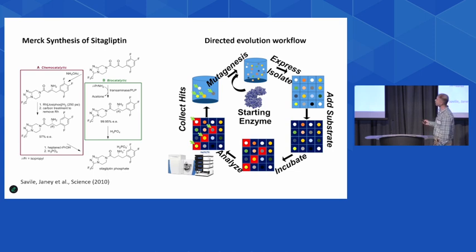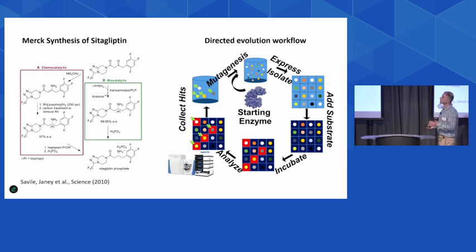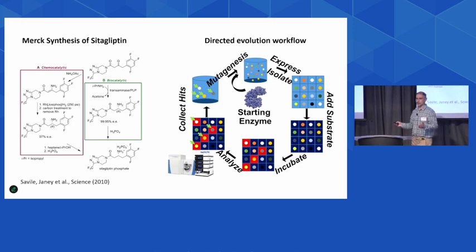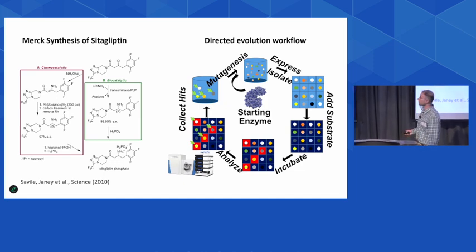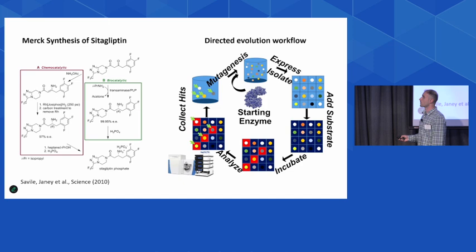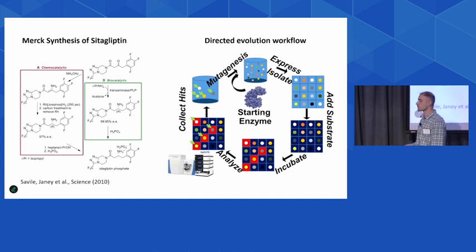So after these are expressed, there are mutated enzymes isolated in the wells. You can add substrates and have reactions carried out in each of these wells. And then at this point, you need a high throughput screening technique in order to go through all the samples that amount to 100,000 or millions of samples. And that's the bottleneck of these campaigns.